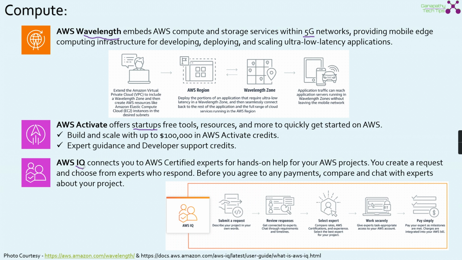And AWS IQ is the typical way to connect with AWS certified experts. If you see the diagram here, on the console we can give a request, then the request will be reviewed. Once it is reviewed, AWS will nominate or provide a selected expert for your request, and then that expert will work along with us and we need to pay for the expert's work. It is as simple as getting a talent from the talent pool.